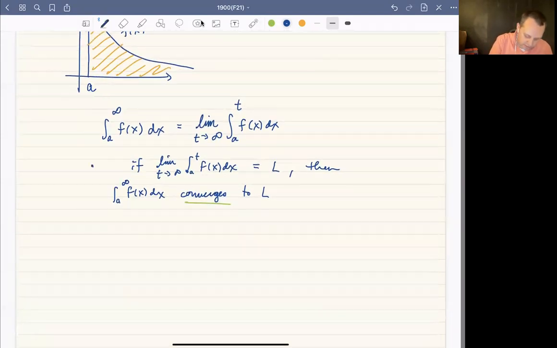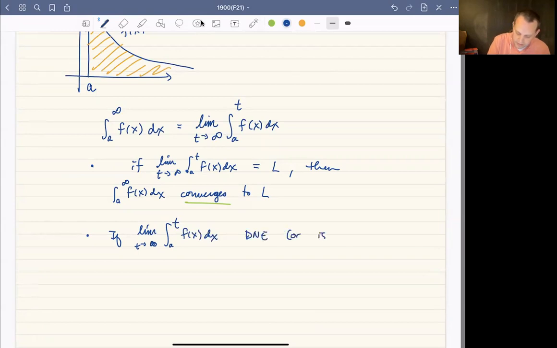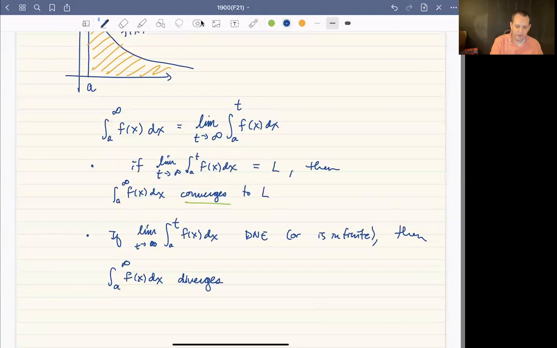Otherwise, if the limit of the integral from a to t of f of x dx does not exist or is infinite, then we say that this integral from a to infinity diverges. Sometimes you'll hear some people say that this integral diverges to infinity. What that means is that this limit was infinite. So it diverges because it's infinity.